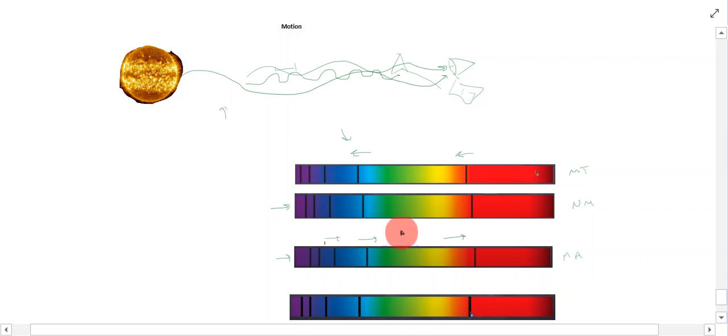So this is stationary. When the star is moving towards you, the lines start to bunch up, and as a result the absorption lines move to the left. If the star is moving away from you, the absorption lines move to the right. Spectra can be used to figure out and look at the motion of stars in this way as well.